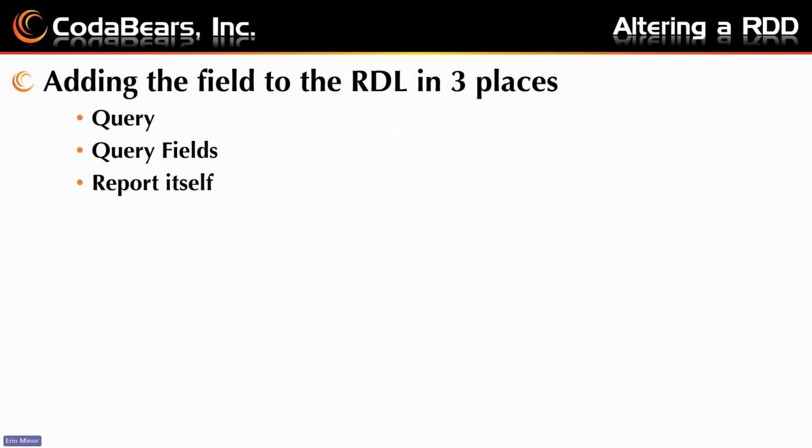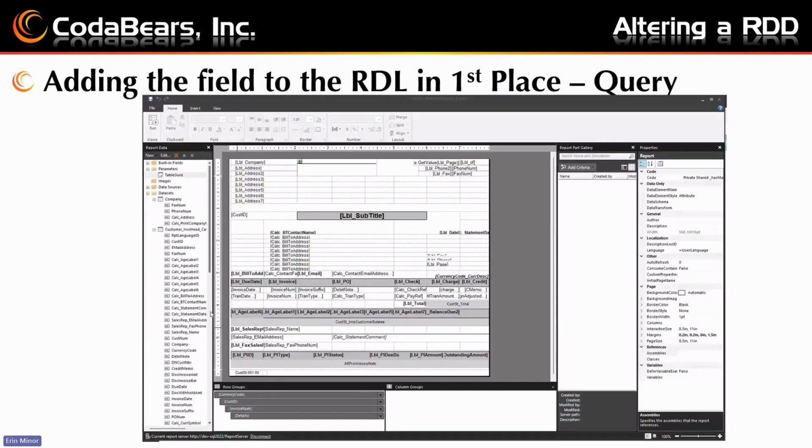Okay, so now we're going to talk about adding that new field that we add to the RDD to the RDL itself, and it has to happen in 3 places. So it has to happen in the query expression, in the query fields, and the report itself. So we're going to go through that right now. Okay, let's talk about the first place, the query expression. That's going to be in your data set expression, and I will show you that in this video.